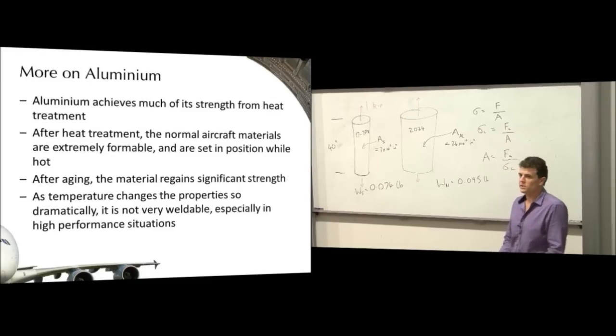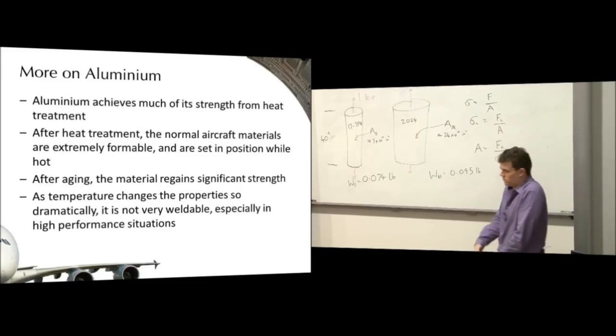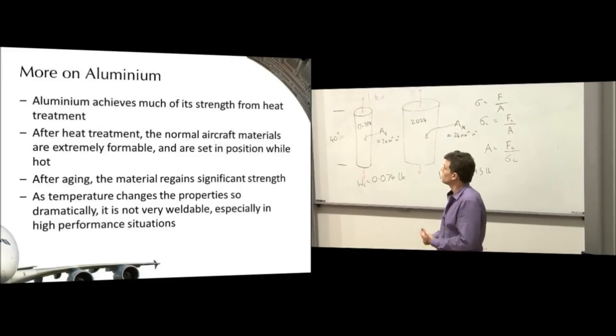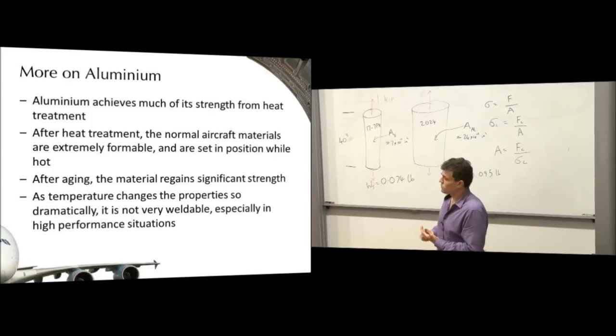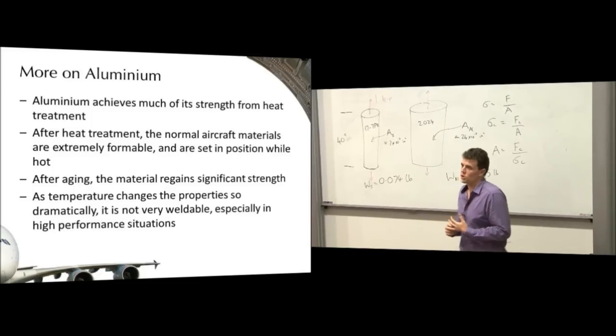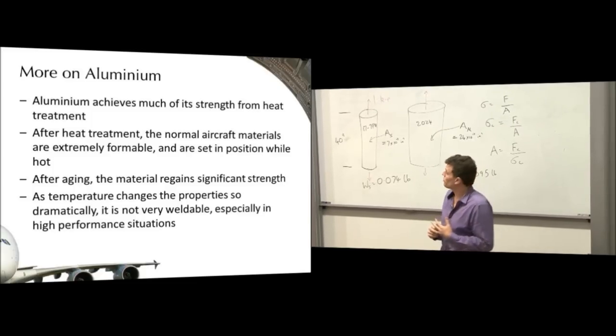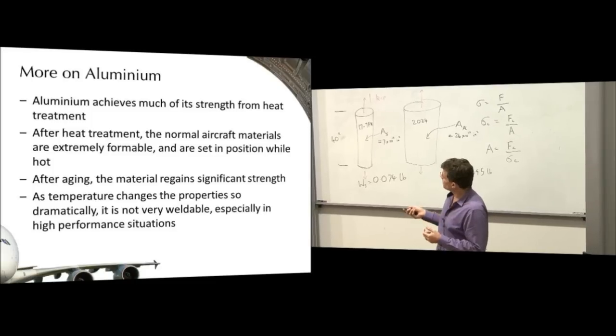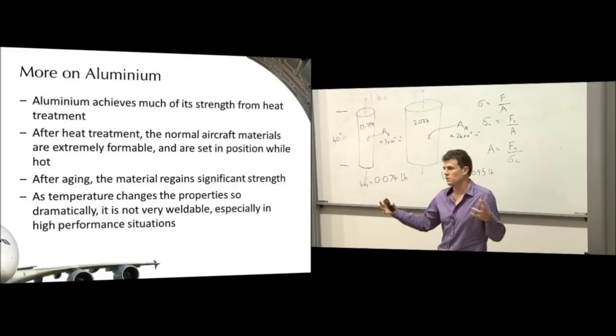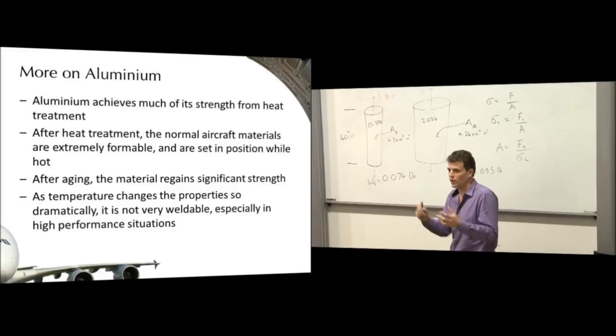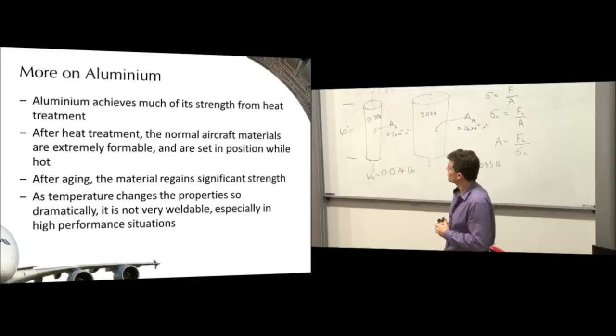Now, aluminium has a lot of downsides. It's not the easiest stuff to work. Most of its strength comes from heat treatment. So because most of its strength comes from heat treatment, we can't then go and weld things, because as you weld it, you change the local heating and everything can lose its strength.